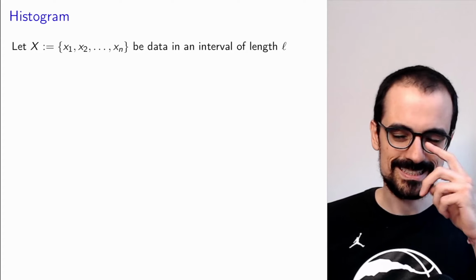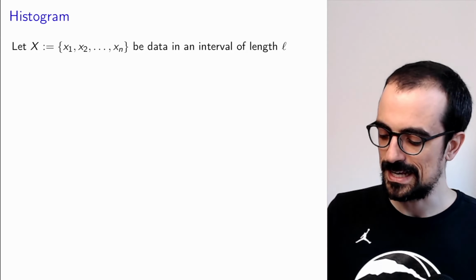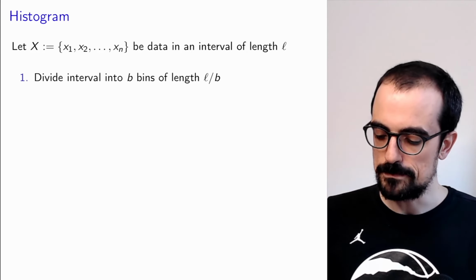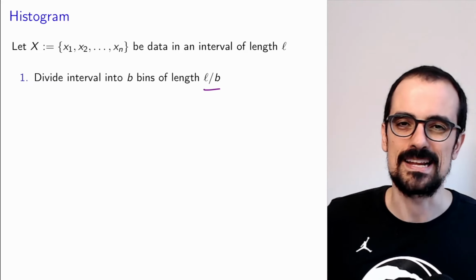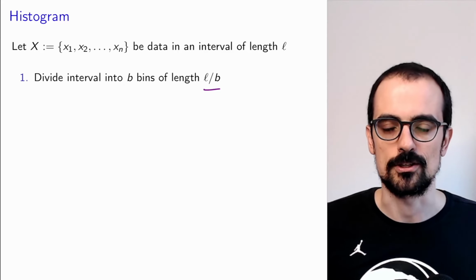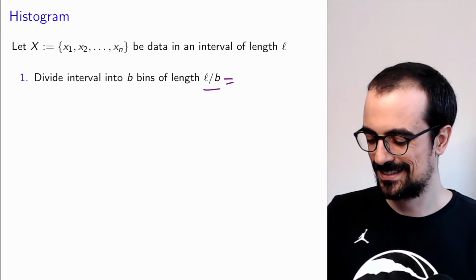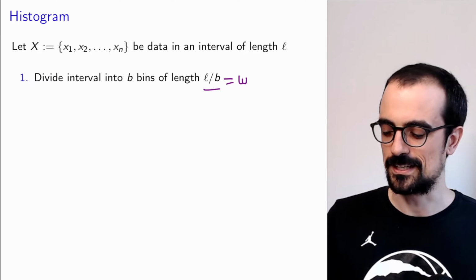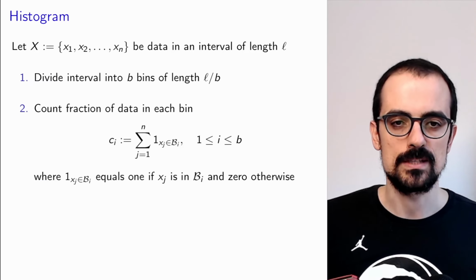Let's define this a little bit more precisely. If we have data that we know are going to be in an interval of length L, then we divide L into B bins of length L over B. I was saying width before. I never know if I should say width or length. Let's go with length since it's written on the slide now. So this would be the W before. It's kind of annoying, right, that I used width and then now length. Hopefully that's clear. Okay, so we do that. We divide into these intervals of length W.